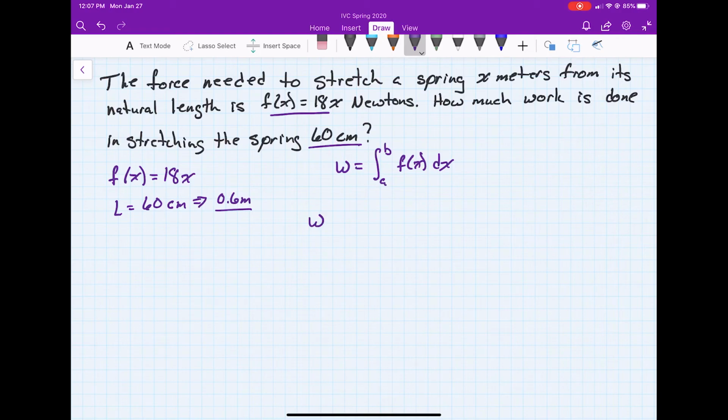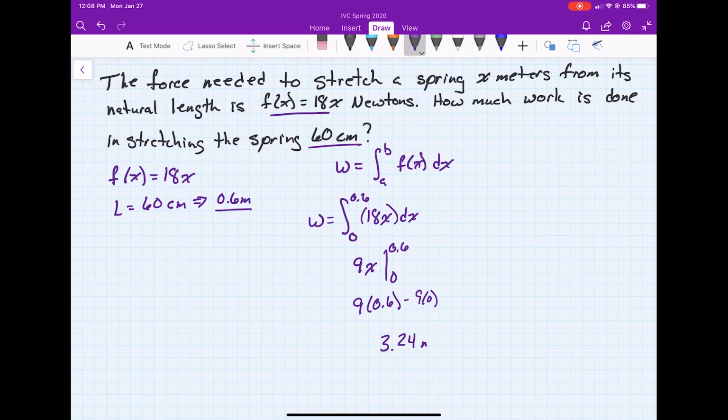So we'll just plug all that in. Work is equal to the integral from 0 to 0.6 of 18x dx. And then if we get our antiderivative here, we've got 9x squared, evaluated from 0 to 0.6. And then I am going to just use a calculator for this, but 9 times 0.06 minus 9 times 0, so basically minus nothing. So it's really 9 times 0.06, and that we are going to get 3.24.